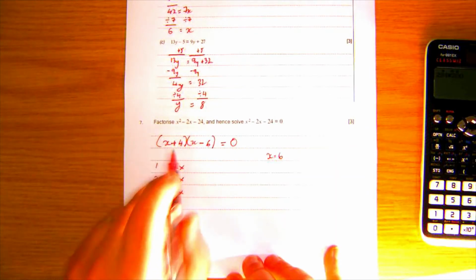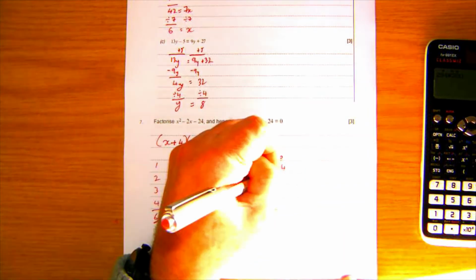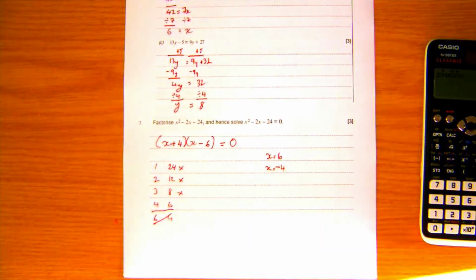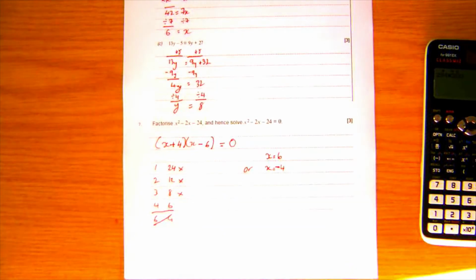To make this bracket go to 0, x has to be -4. So there are 2 answers. You need to list them both to get that 3rd mark. Grade B.